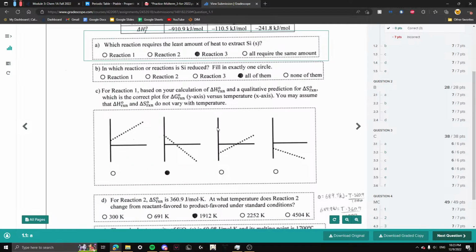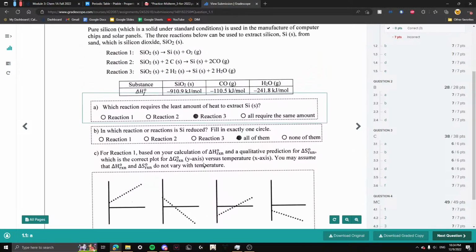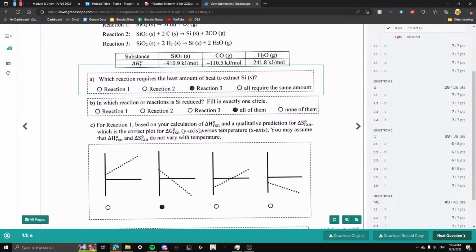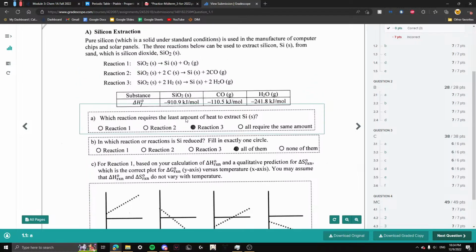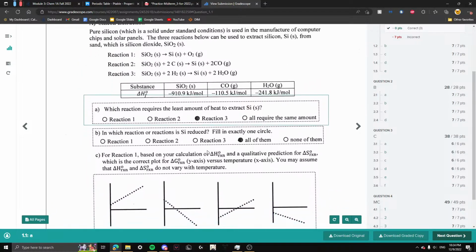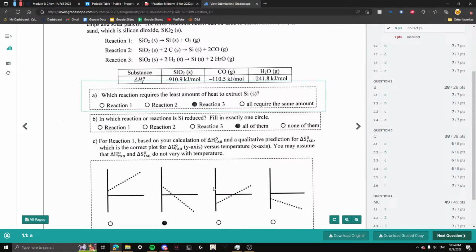And for this one, for reaction 1, which is this, just pretty much use your delta HF and figure it out from there, where you can probably assume that because it's going from something to its standard states, and also that it's breaking apart into 2 different things, you're probably going to have a positive delta S value, I believe. Yeah, so it's going to have a negative slope, and your delta H of that reaction is already positive, so you start positive, go negative.